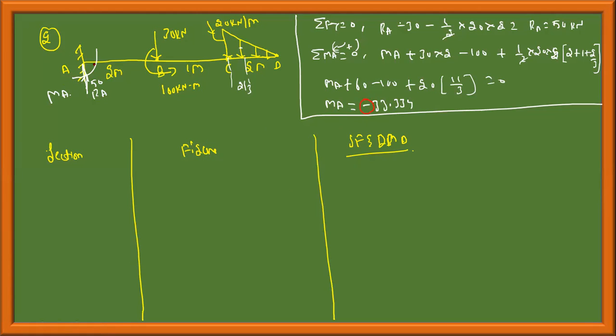In the previous class, we took MA in the counterclockwise direction and got a positive value. But since for confirmation I took it as clockwise, we end up with a negative sign. It means MA is in the counterclockwise direction, of magnitude 33.34 kilonewton meter.